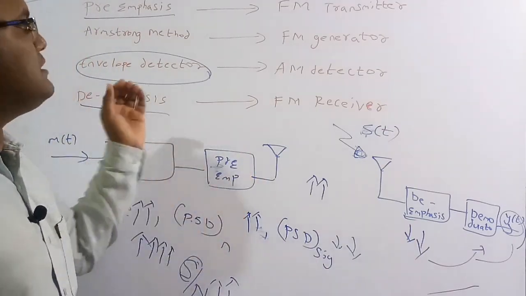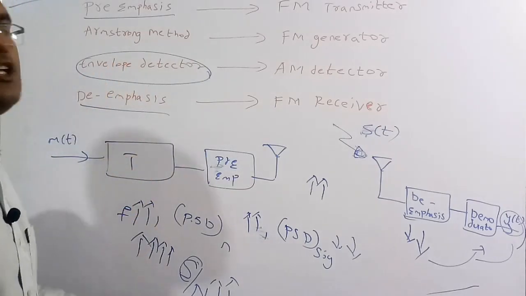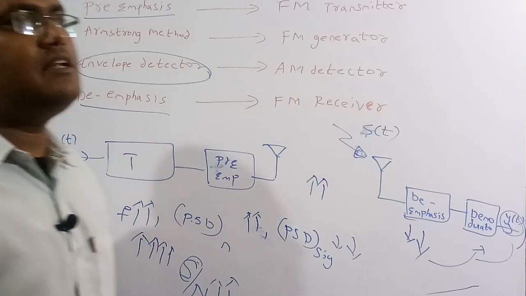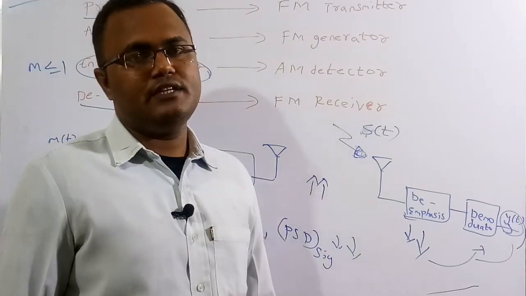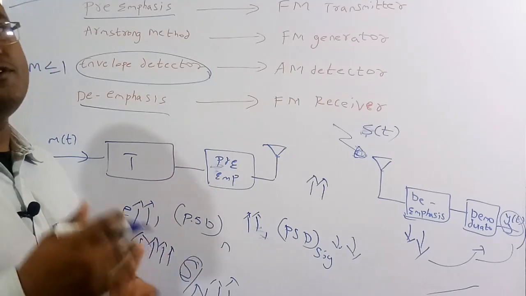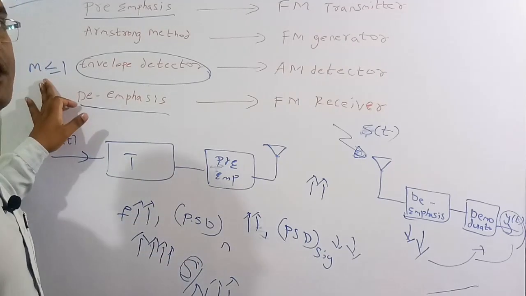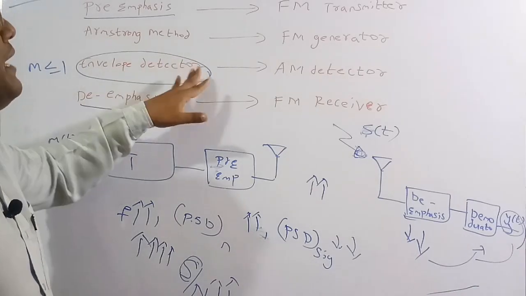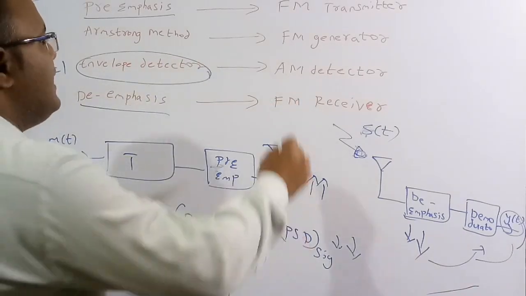So by using the envelope detector, this detector is going to function only for M, the modulation index, less than or equal to 1. If it is more than 1, there is a distortion in the S of t AM, so we can't get back the original message signal no matter what you do. Therefore we always have to keep M less than or equal to 1, because this envelope detector is used in AM demodulation. So it is used as an AM detector.